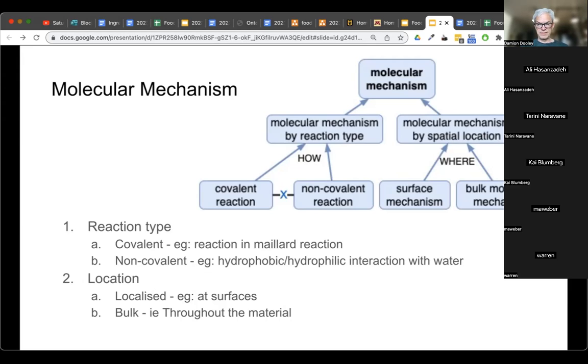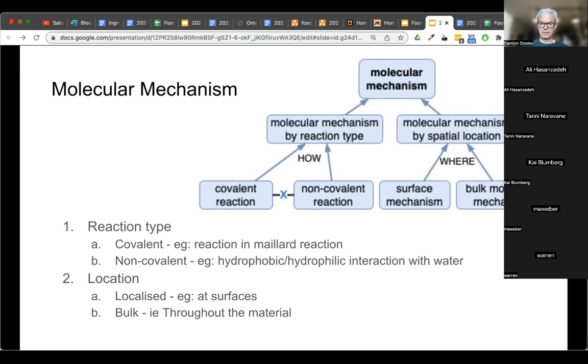There's two main subclasses for this. One is what reaction is happening? Is it a covalent reaction? In a covalent reaction, the input molecules and the output molecules are different, because there's a change in atomic bonds. An example of a covalent reaction is a Maillard reaction, where you start with a sugar and an amino acid, and then those get consumed, and you end up with other molecules.